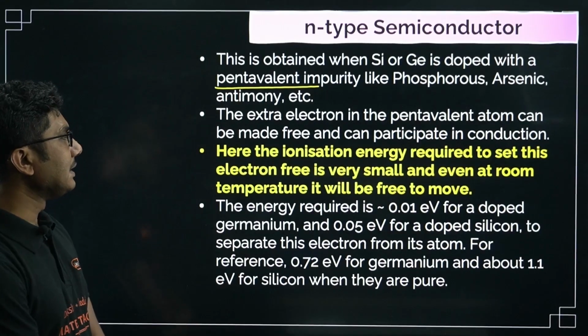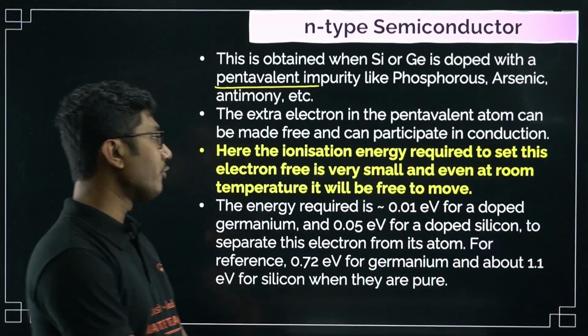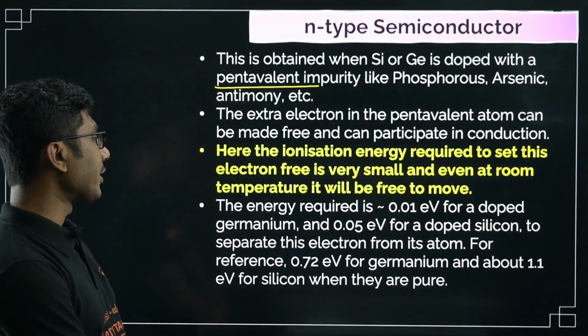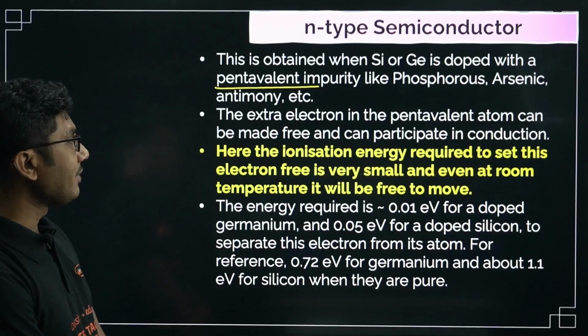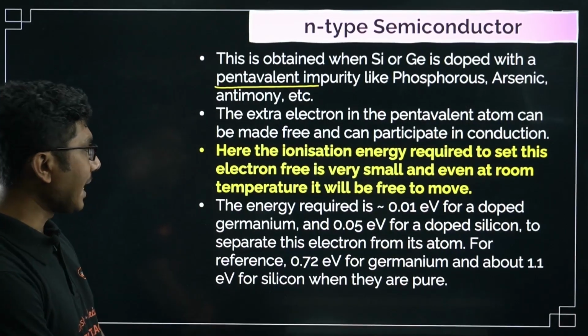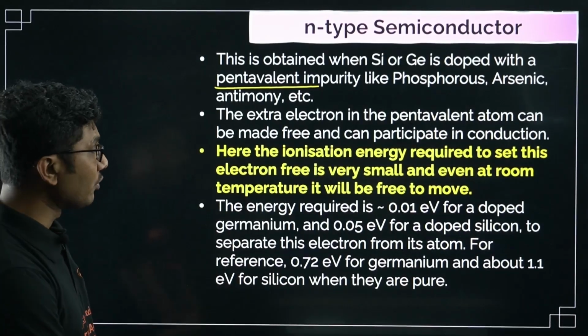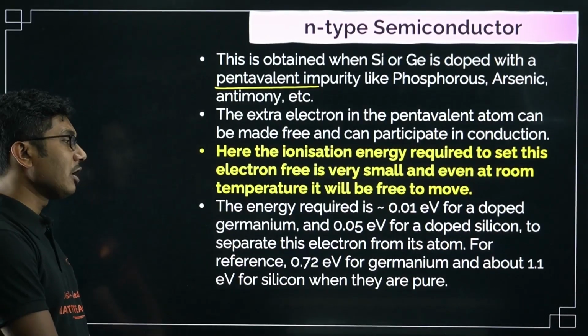The energy required is 0.01 electron volt for doped germanium and 0.05 electron volt for doped silicon to separate the electron from the atom. For reference, it is 0.72 electron volt for germanium and about 1.1 electron volt for silicon when they are pure.